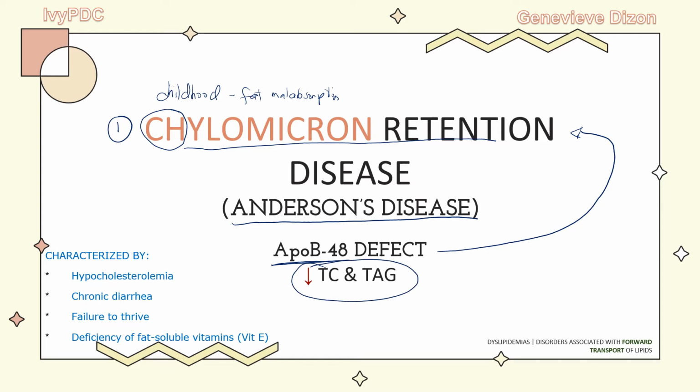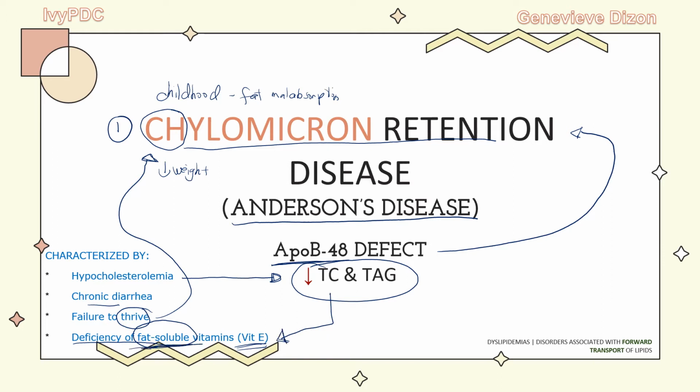With this condition, signs and symptoms include hypoalphalipoproteinemia because of the decreased triglyceride and total cholesterol in the blood, and chronic diarrhea. Failure to thrive is seen in children who have a low weight compared to others. And because of this, there is also a deficiency in fat-soluble vitamins like vitamin E, since there is a decrease in the lipids which are needed for the absorption of fat-soluble vitamins.